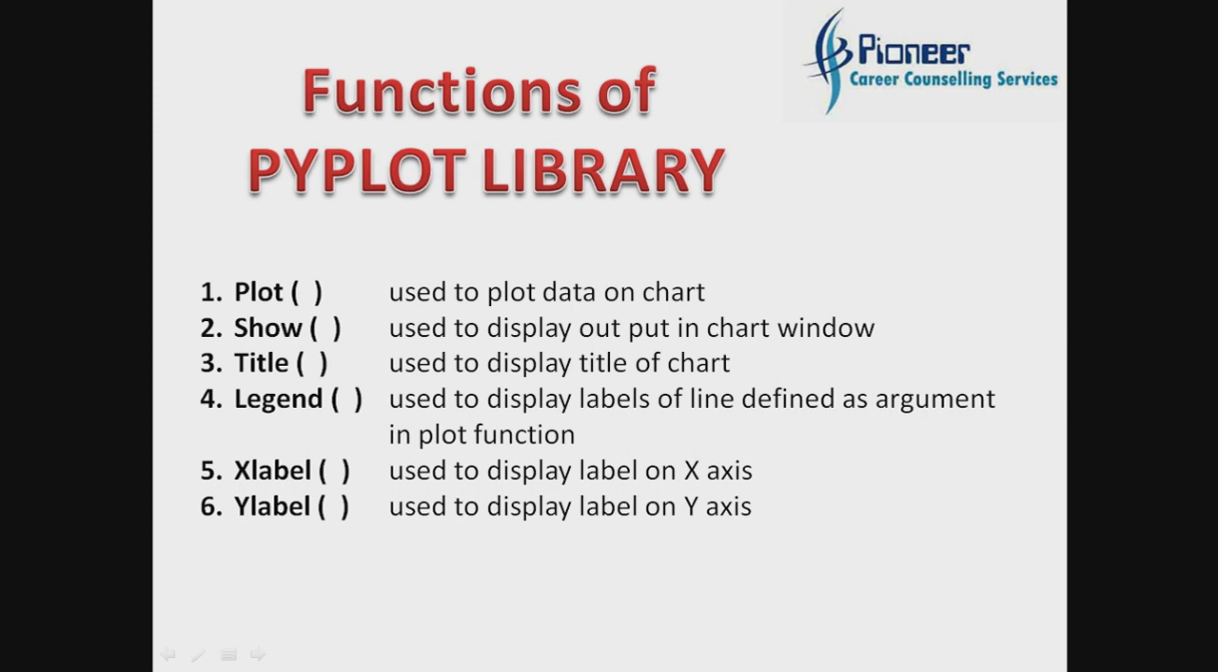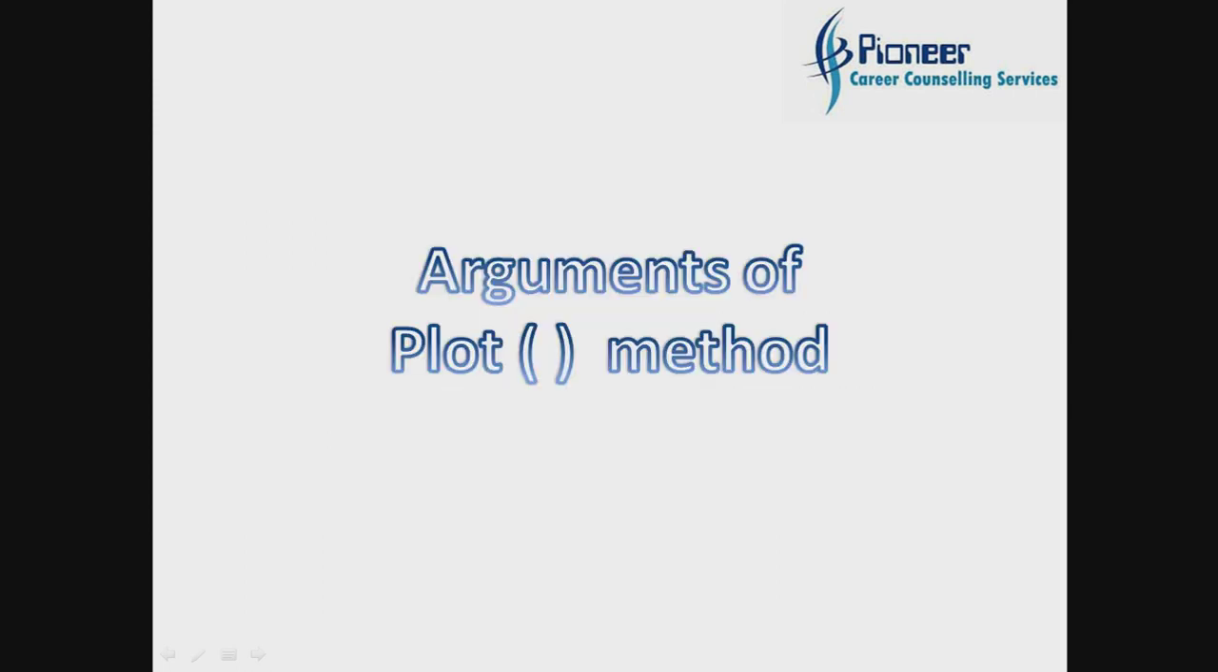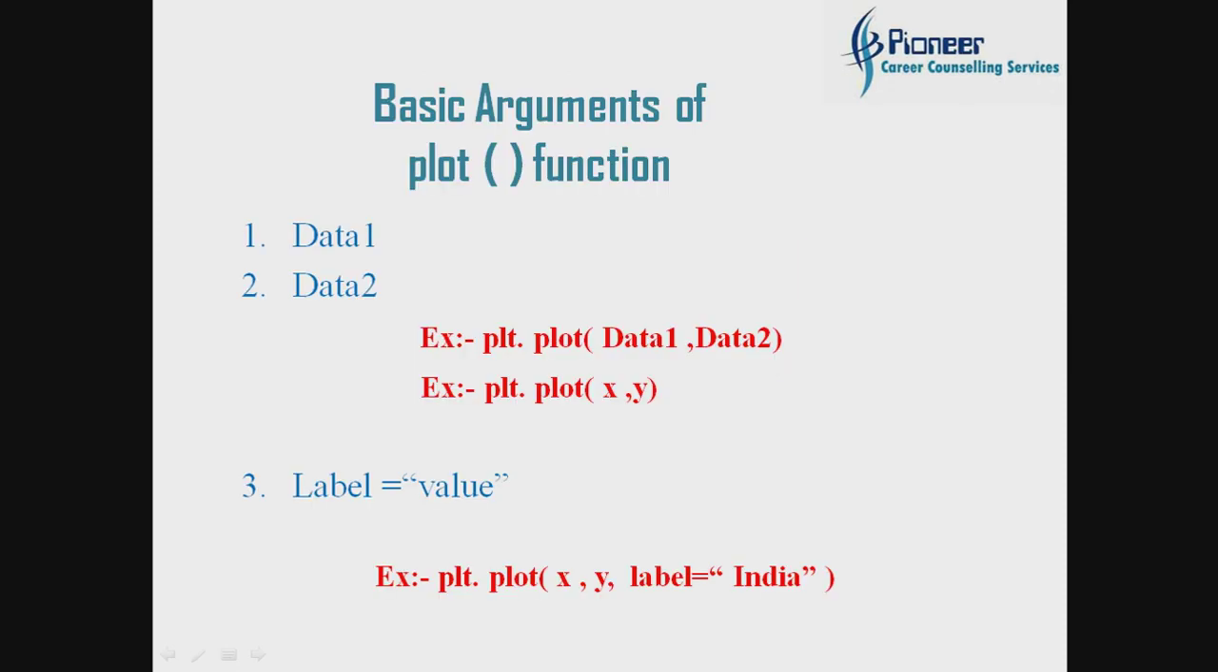So let's move forward. Today we will discuss the arguments of the plot function. These are the basic arguments of the plot function: data1 and data2. Data1 and data2 are our variables containing the values. They can be list variables, array variables, or a data frame. Whichever type of variable you want to use here, you can use.